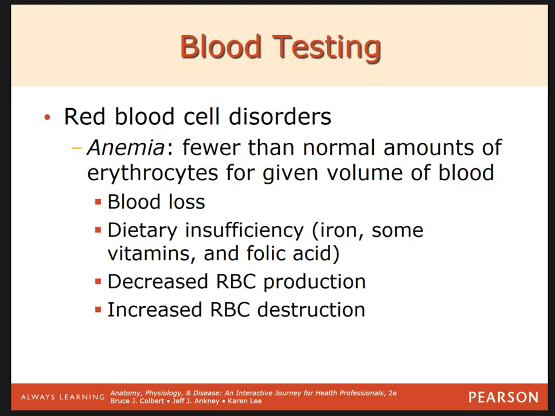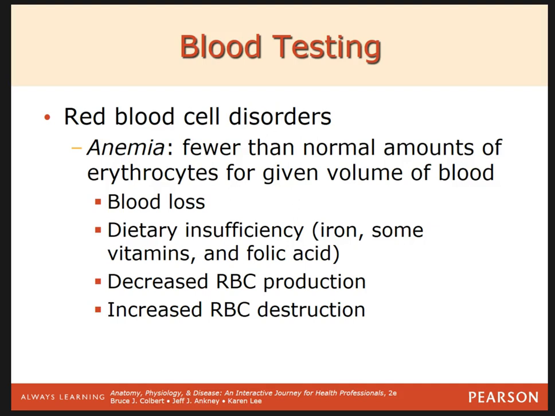Some of the reasons that we could be deficient of red blood cells and have anemia could be that we have blood loss. It could be due to dietary insufficiency. Iron is needed for the hemoglobin. The hemoglobin in the red blood cell is the part that carries the oxygen. So if the hemoglobin isn't functioning properly, the red blood cell can't carry the oxygen.